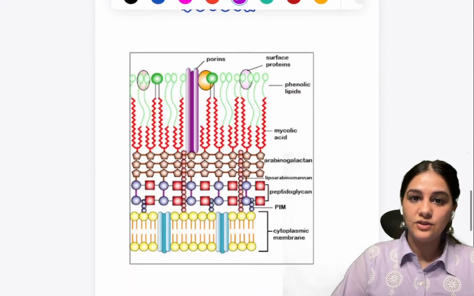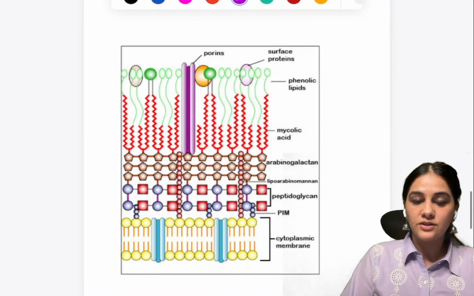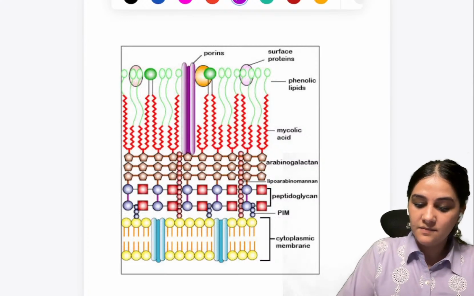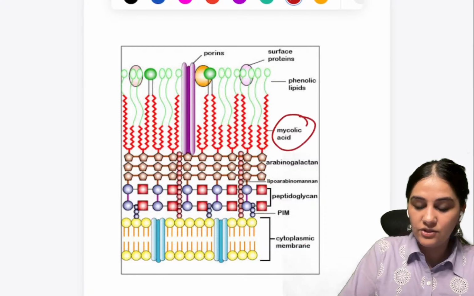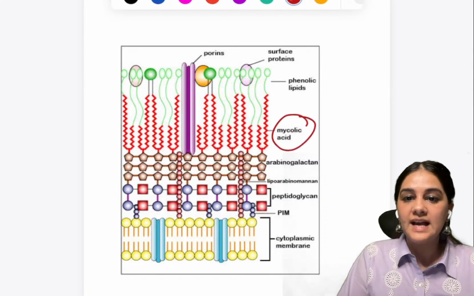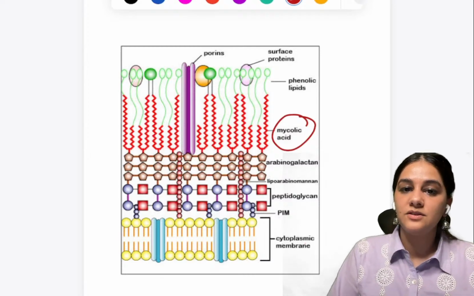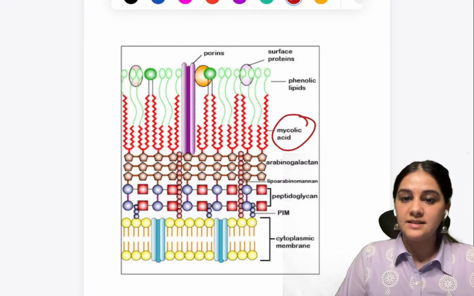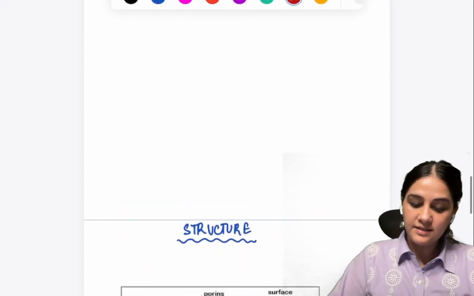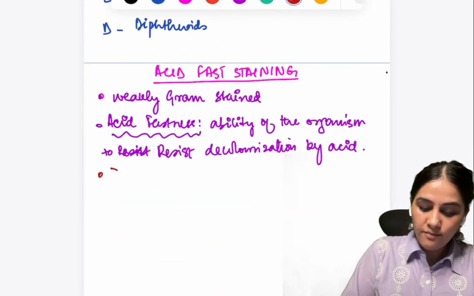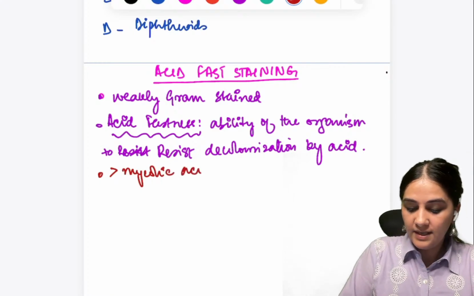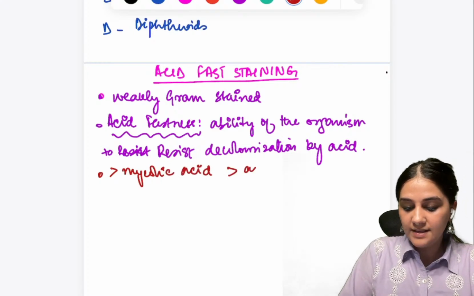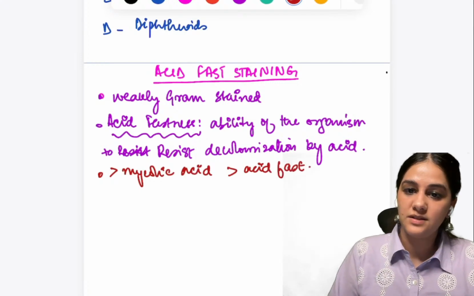Let's see the structure right here. So this is the structure of the acid fast organisms, and one thing which is leading to this acid fastness is this structure right here, which are the mycolic acids. So all these acid fast structures have this mycolic acid, and the more the mycolic acid, the more acid fast. That means the more acid it's going to resist.